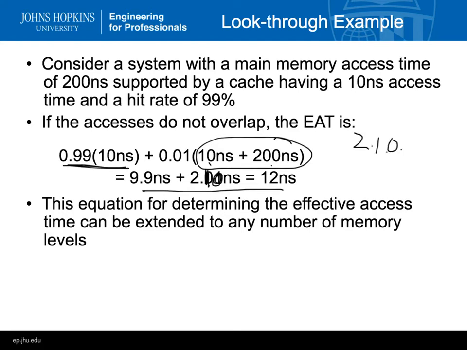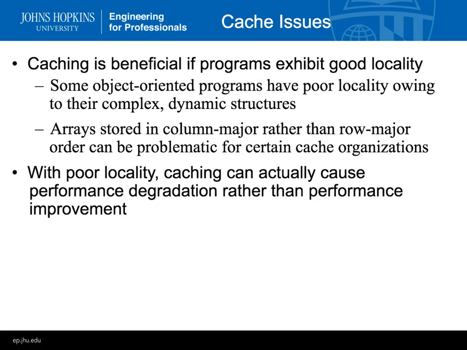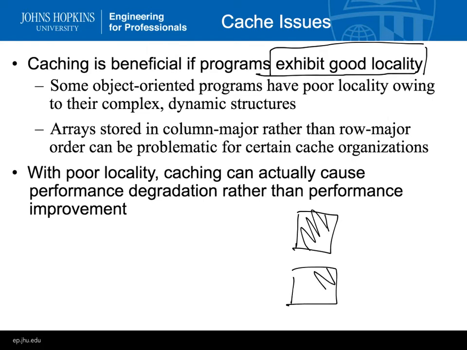And this is 2.10, so 9.9 plus 2.1 is 12. So caching really only works if we're accessing items that are close to each other in memory. So if we don't, and we're bringing in this giant block that we're not using, and we end up having to take this big block out and bring in a different one, it actually could make performance worse. But if we have good locality, caching is beneficial. If we don't, it's not so much.